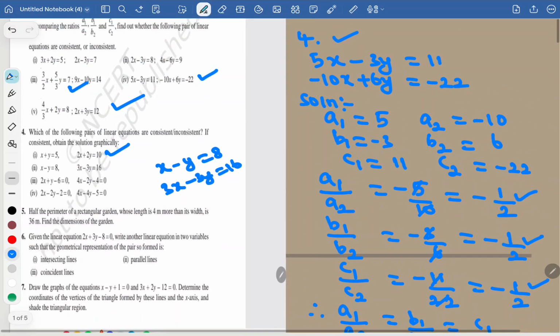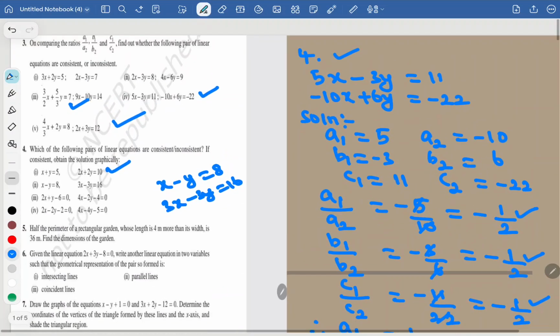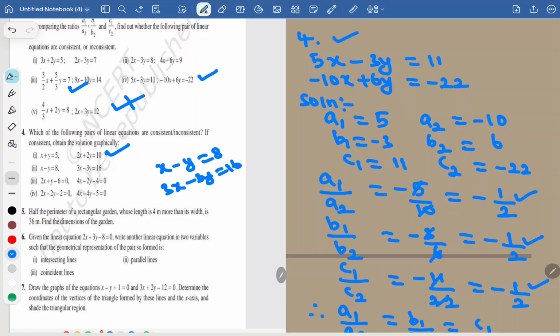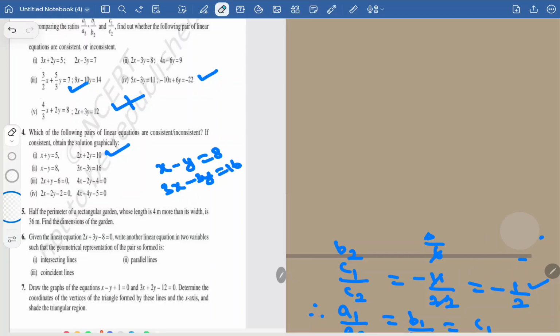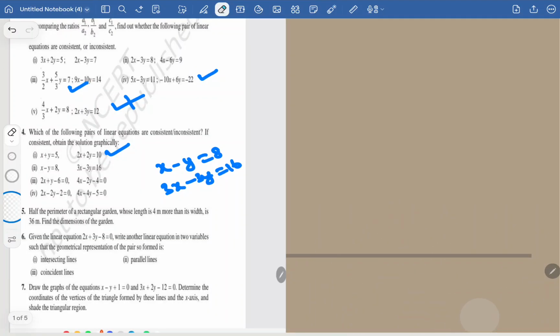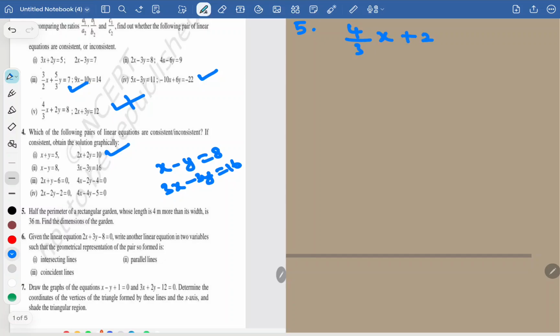Now I am going to discuss the final problem, that is fifth subdivision from problem 3. The fifth subdivision is given as 4 by 3x plus 2y equal to 8 and 2x plus 3y equal to 12.